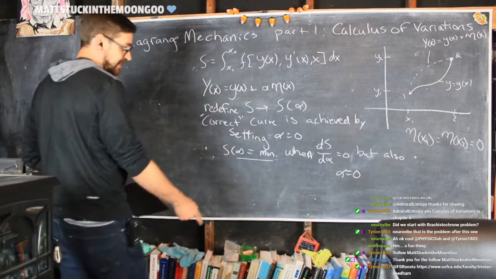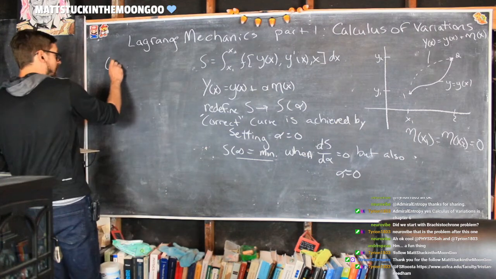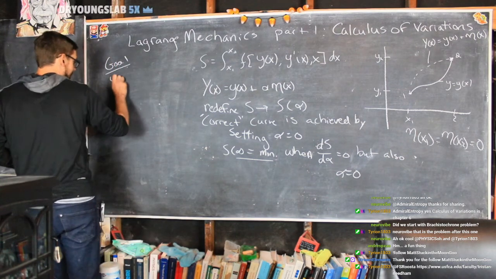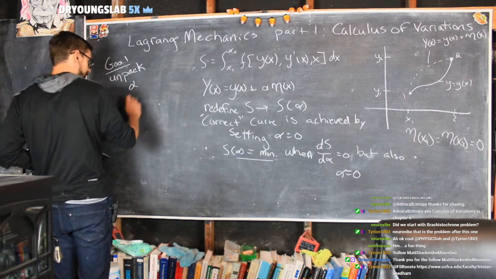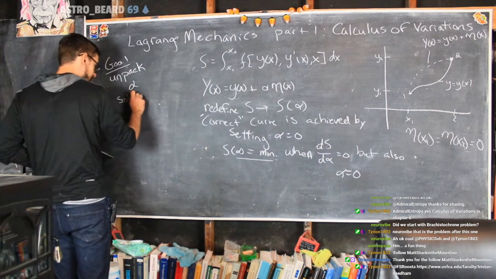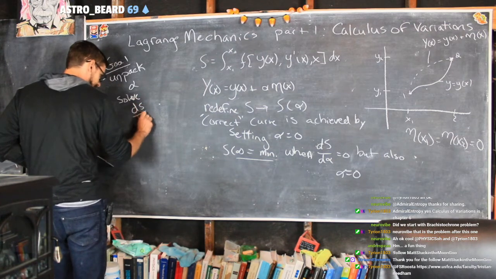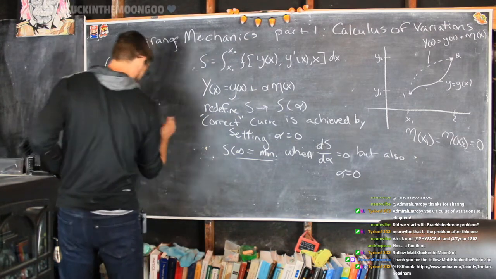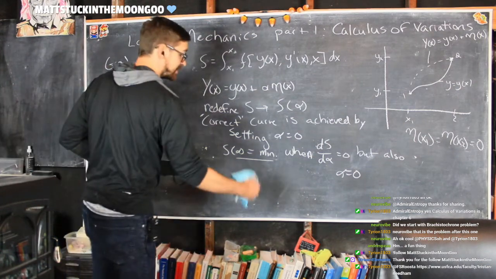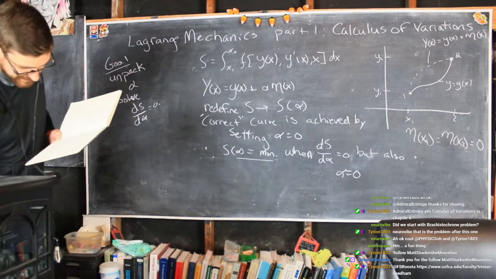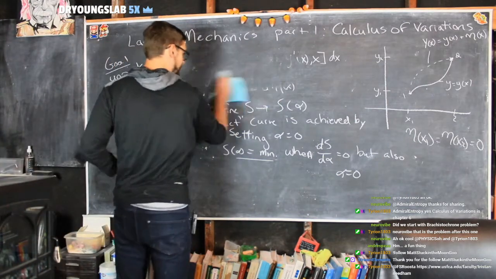But either way, that's the goal, now we have to find this. So our new goal: unpack alpha and solve dS/d alpha equal to 0. So let's erase this. The next part is going to be a little bit rigorous, so it's going to be fun.